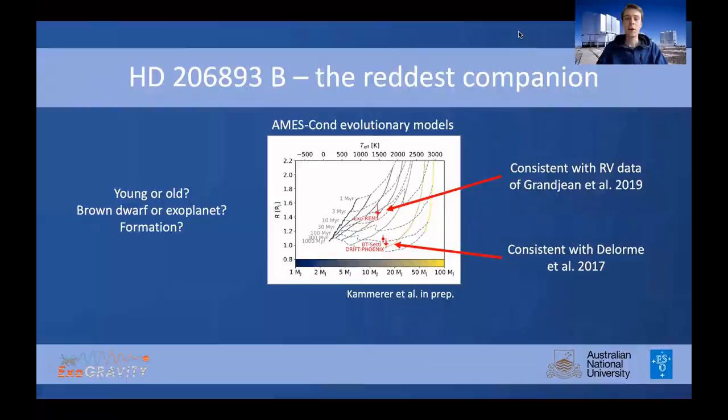If we compare our atmospheric model fits with AMES-Cond evolutionary models, we obtain a twofold solution. On the one hand, an older, more massive brown dwarf, consistent with the results from the SPHERE SHINE team, and on the other hand, a younger, less massive exoplanet consistent with radial velocity data of the system. It is also interesting to highlight that this radial velocity data predicts another massive companion interior to HD 206893b, and the gap detected in recent ALMA data suggests the presence of a third, lower mass companion further out.